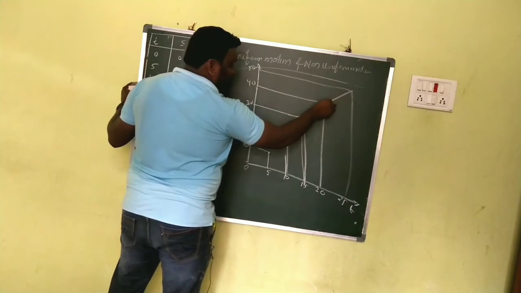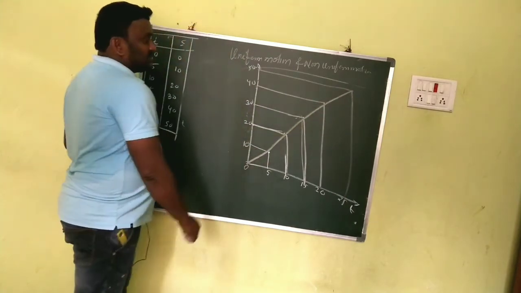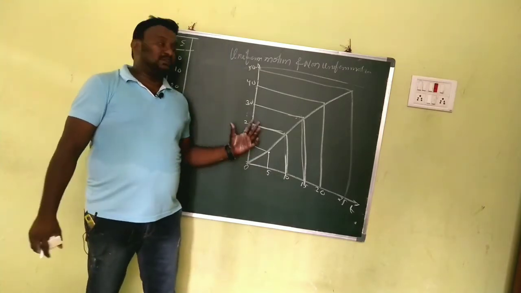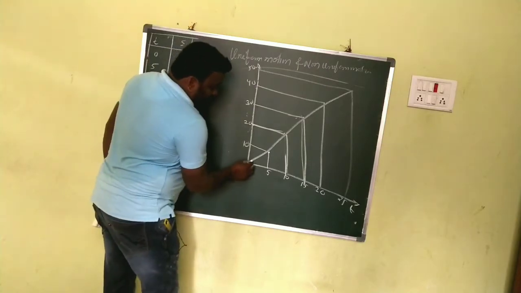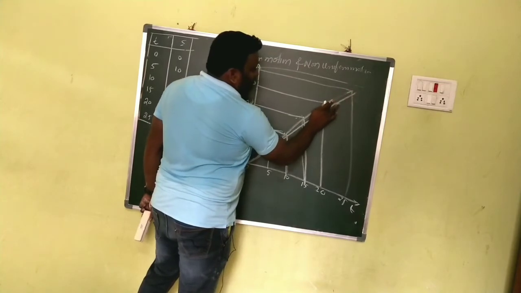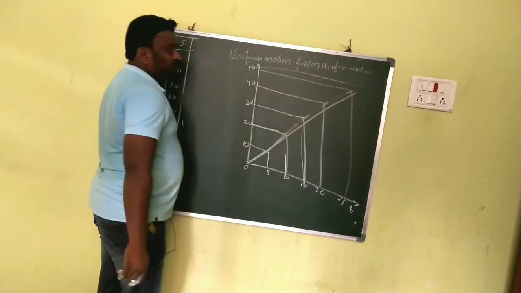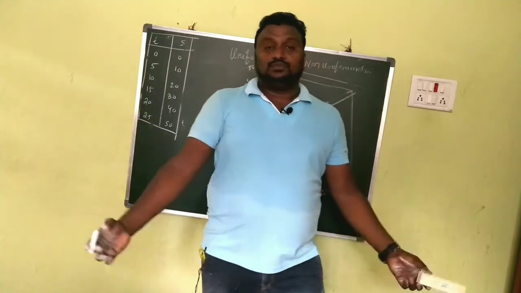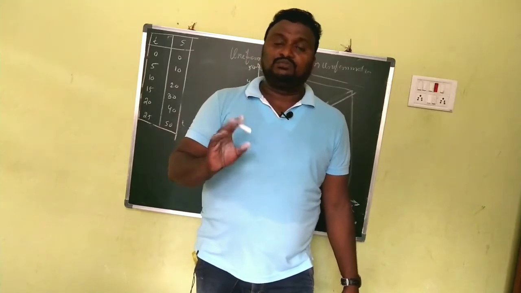So you may observe that it is a straight line. If you take equal spaces, you will always get a straight line. So this represents uniform motion. If you take equal spaces, you get a straight line like this. So the nature of the graph for uniform motion is a straight line. So this is about uniform motion.